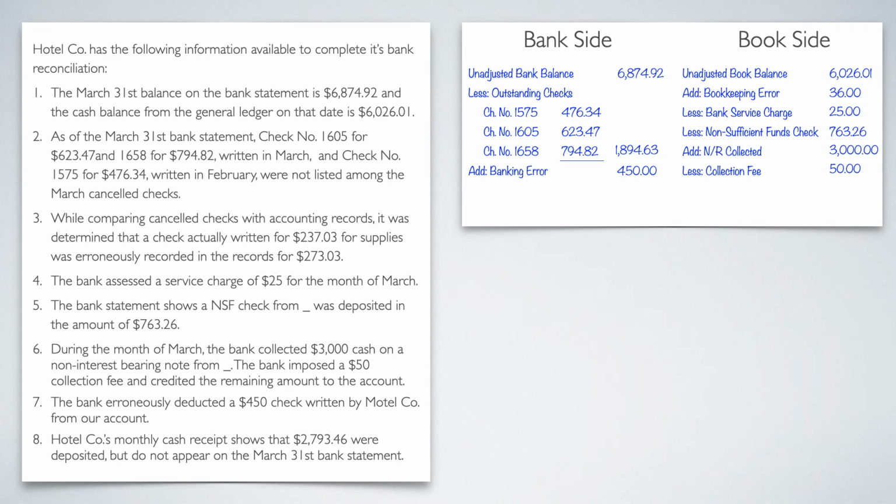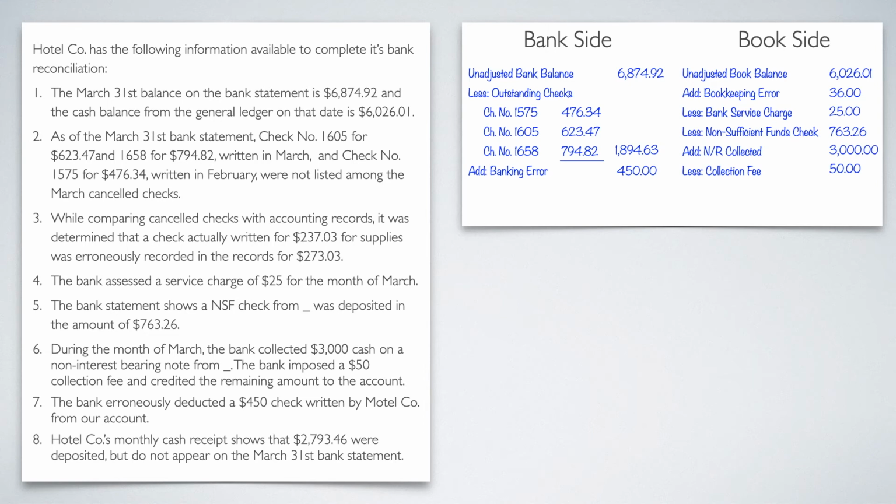And finally, part 8, hotel company's monthly cash receipts show $2,793.46 were deposited, but did not appear on the March 31st bank statement. So we had some checks that we deposited, but they just haven't cleared the bank yet. So these are deposits in transit. And so when we get the checks from our customers, we put them in our books, but they just haven't gone through the bank yet.